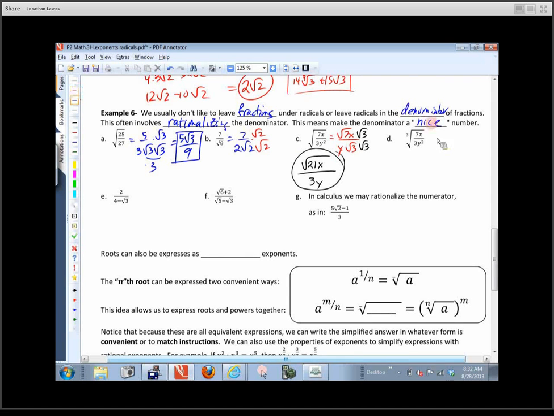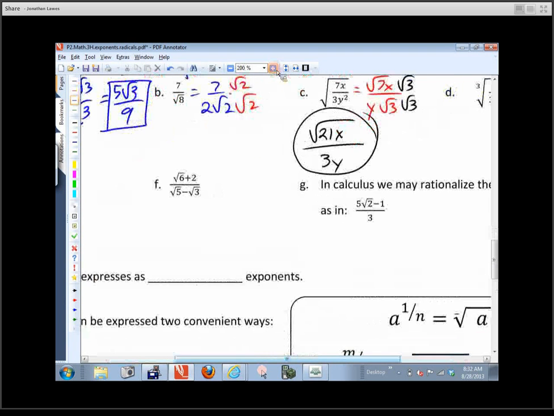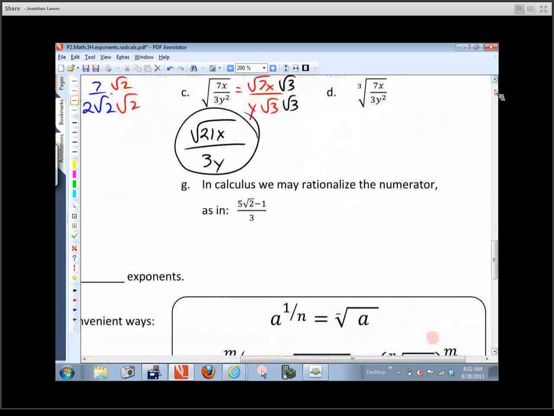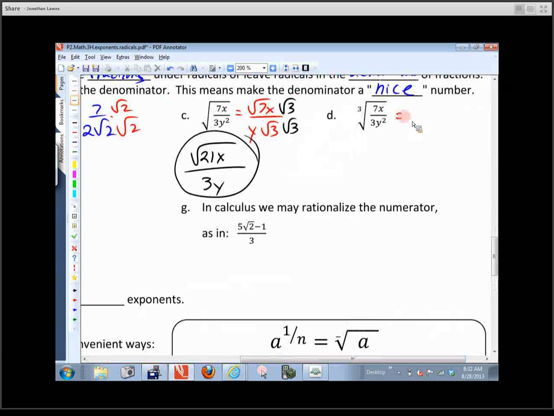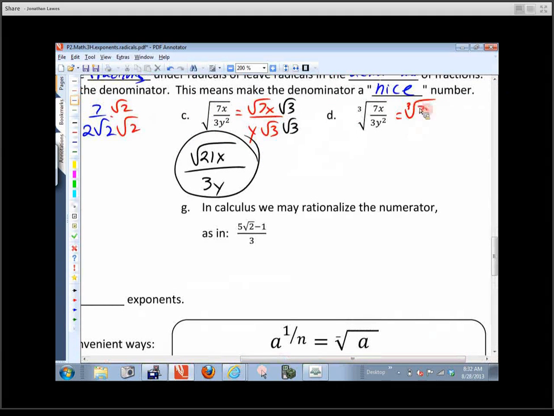Okay, the next one is a cube root. It's the exact same expression. We're going to have the cube root of 7x on the top. Can I take anything out of the bottom? What's that? Nothing, right? I only have 1 3. How many do I need? Okay, I need 3 altogether. I have 2 y's. I need 3 altogether. So here's what I've got. I've got the cube root of 3y squared.